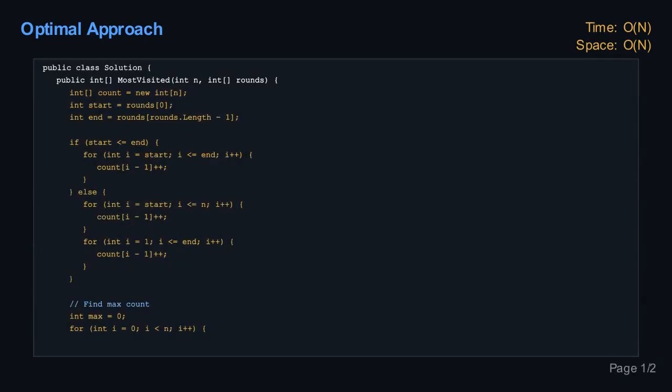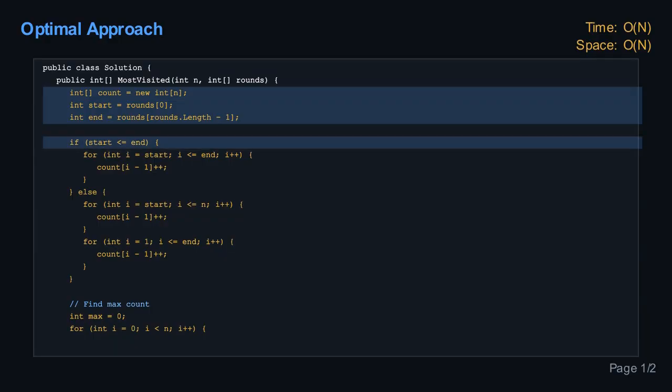The key insight here is that only the first and last sectors in the rounds array truly matter. Consider this: any sector between rounds[i] and rounds[i+1] will be visited exactly once during that specific subround. When we combine all these subrounds, the intermediate sectors within a continuous path from the absolute start to the absolute end will be visited.